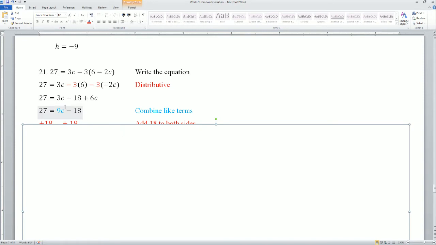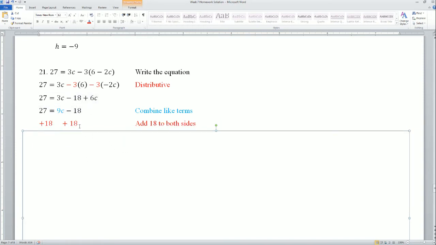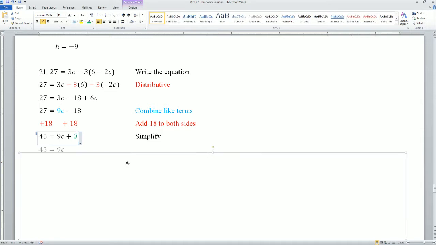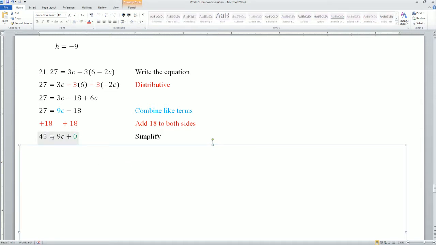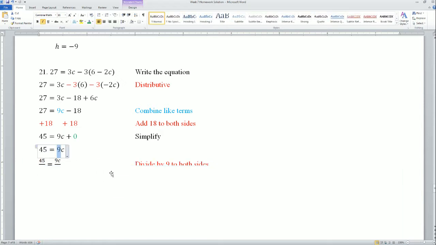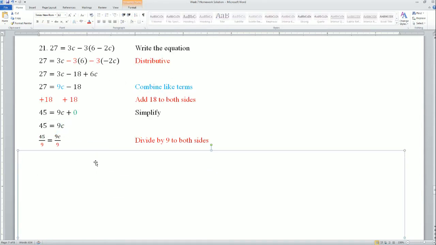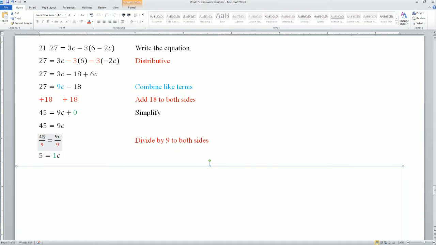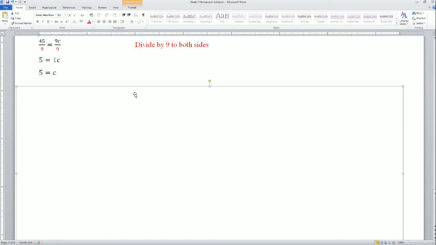You want to combine the like terms. 3c plus 6c becomes 9c. Get rid of the most outward thing first. So we add 18 to both sides. Gets me the identity element of 0. 9c equals 45. Divide by 9 because 9 is attached to the c via multiplication. Divide 9 to both sides. Right hand side, 45 divided by 9 gets me 5. 9 over 9 just becomes 1. So you could say c is equal to 5.